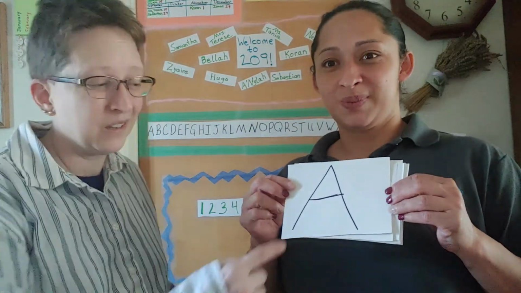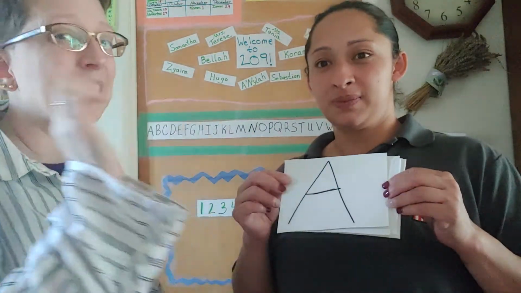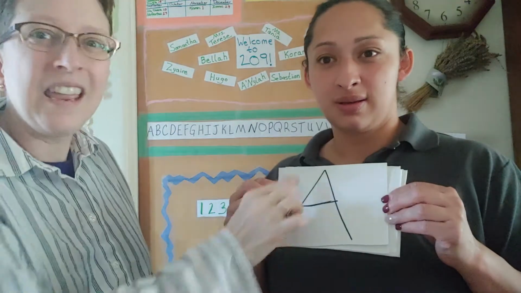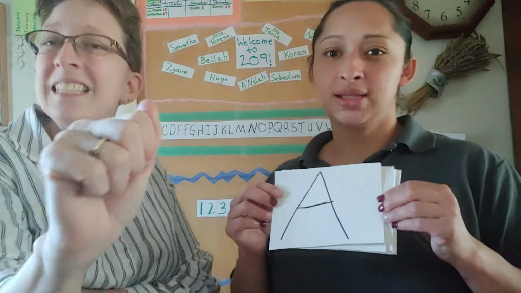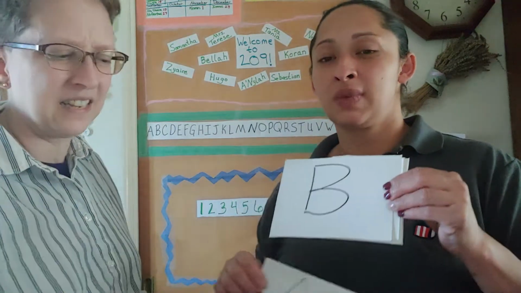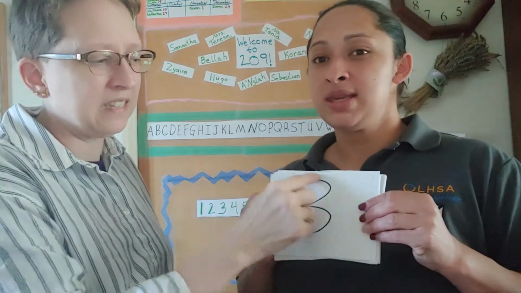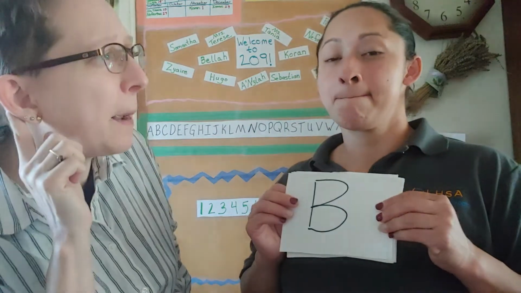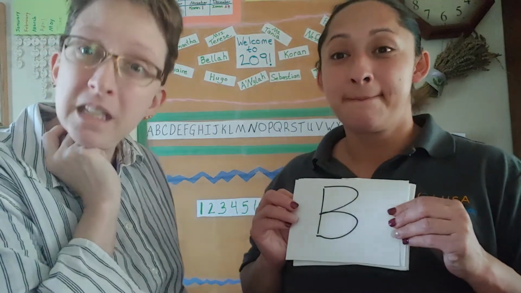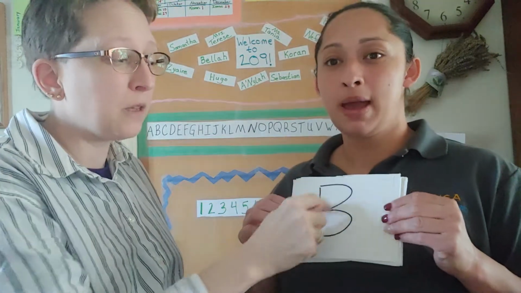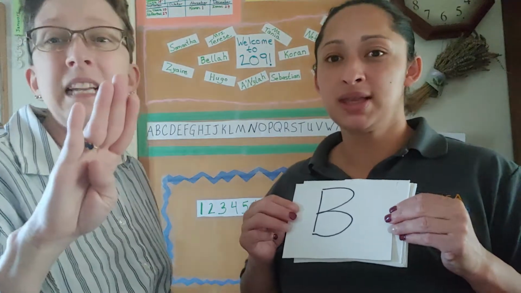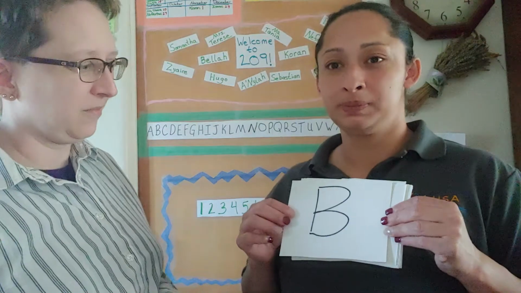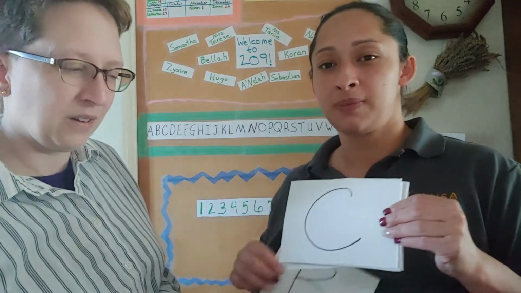Here we go. The A says, let's listen. The A says eh. Every letter makes a sound. Nice. The B says, what does the B say? The B says B. Every letter makes a sound. The B says B. What's next?